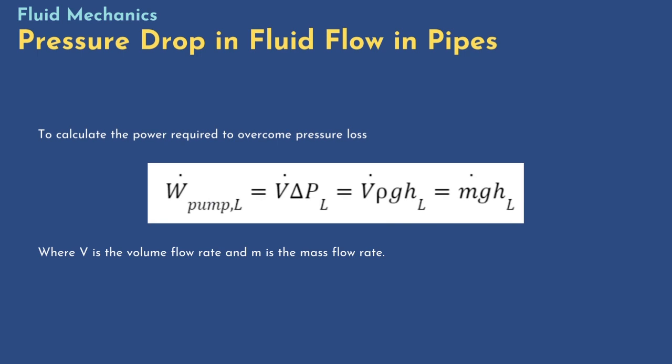To calculate the power required to overcome pressure loss, we can use the equation below, where V is the volume flow rate and m is the mass flow rate.